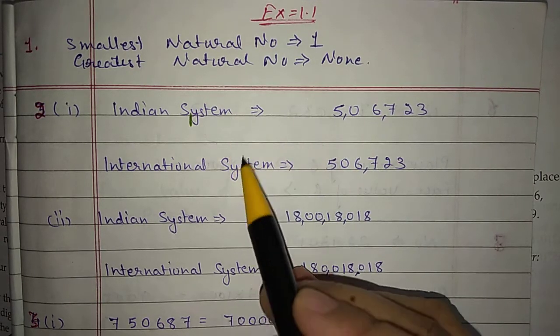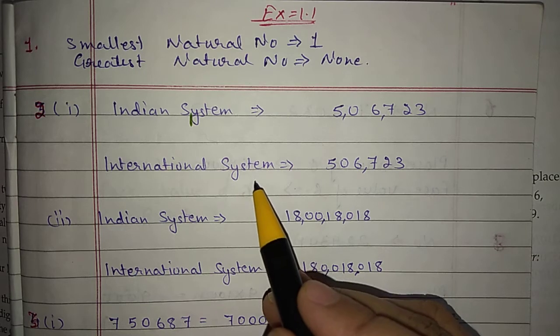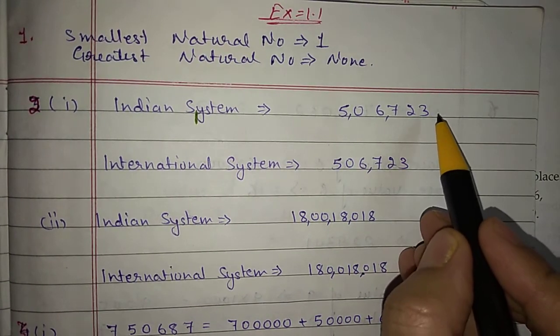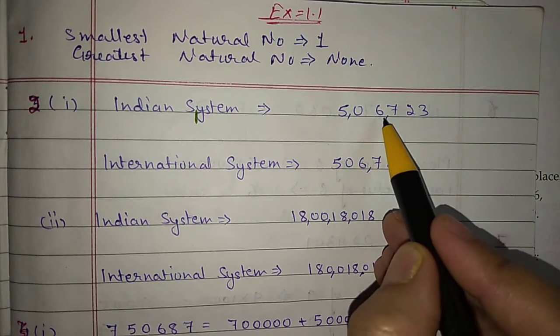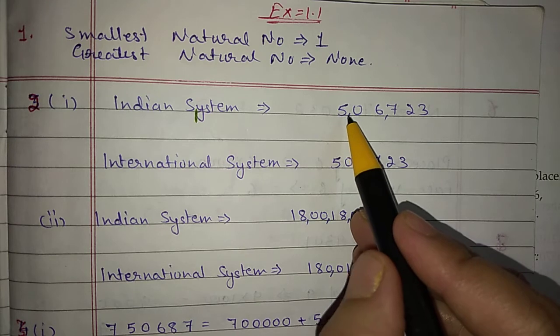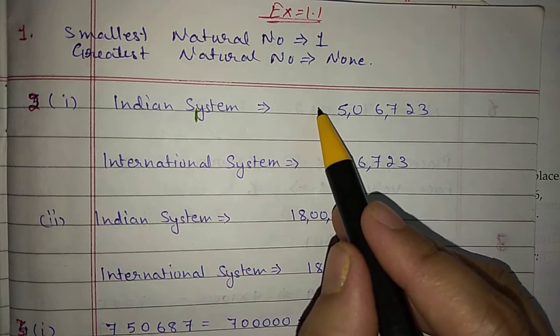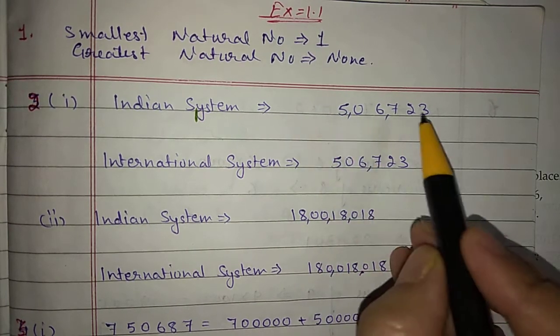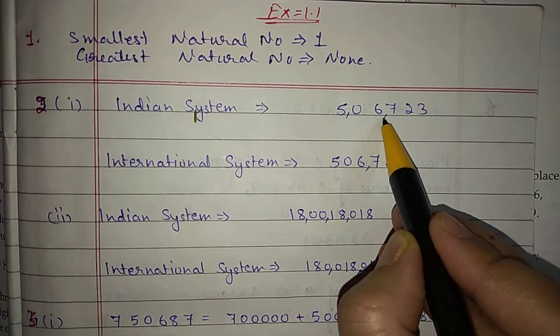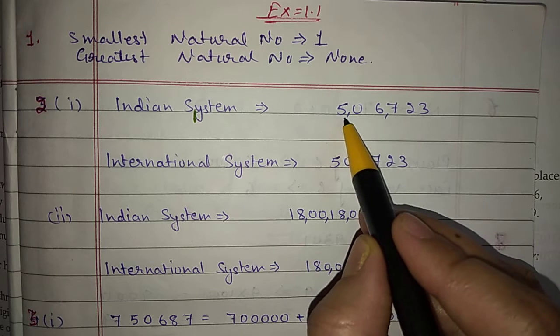Second question: this number is given and we have to put commas in this number according to the Indian system and according to the international system. According to the Indian system, we have to start from the right side. After 3 digits we put 1 comma, then after 2 digits again 1 comma, and if more digits are there, again after every 2 digits we put a comma. So from the last, leave 3 digits, put a comma, then 2 digits, put a comma.